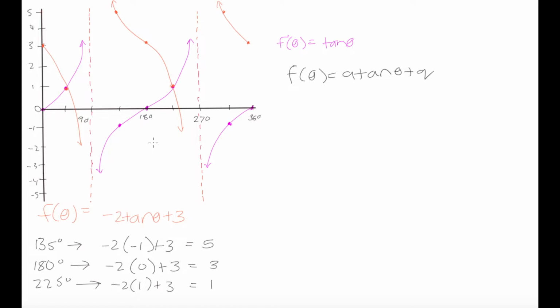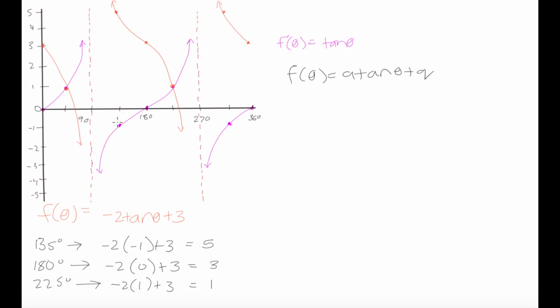One thing that we can notice is that the space between these 3 points is 2 units. Over here we have 5, over here we have 3, and over here we have 1. There's 2 units in between each of these, so between 3 and 5 we have 2 units, and between 1 and 3 we have 2 units. So our A value is going to tell us how many units there are in between these 3 points.